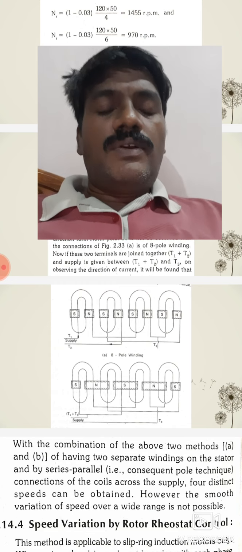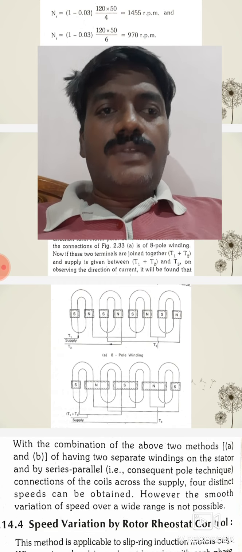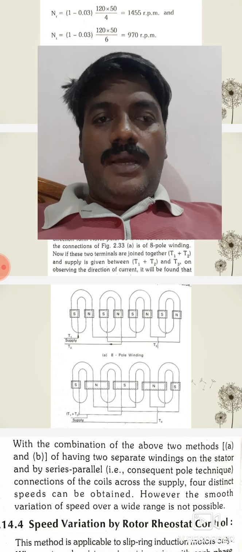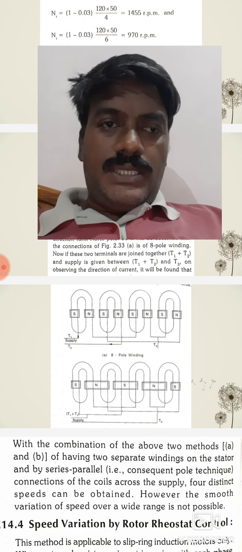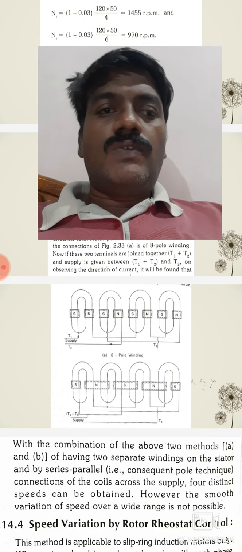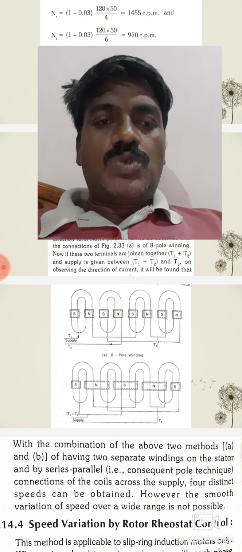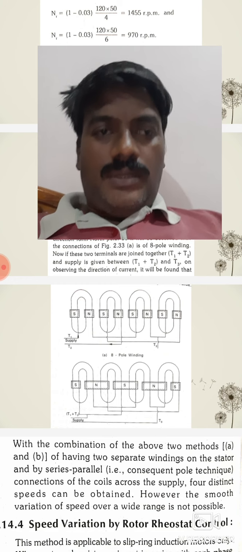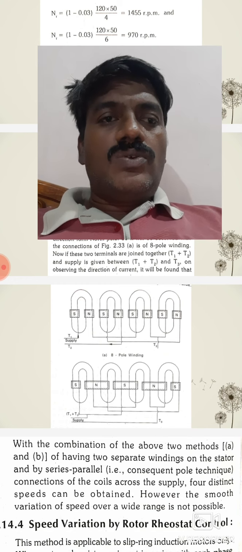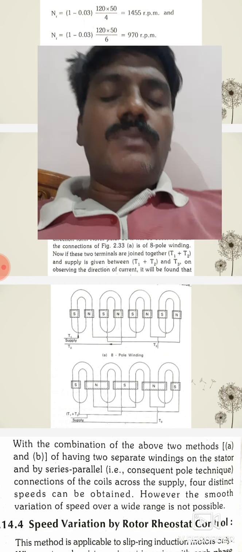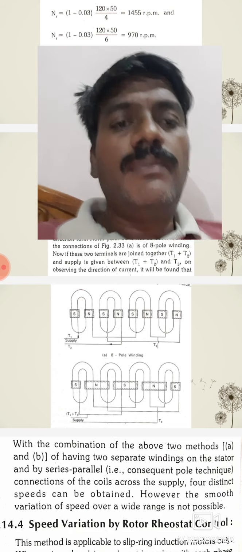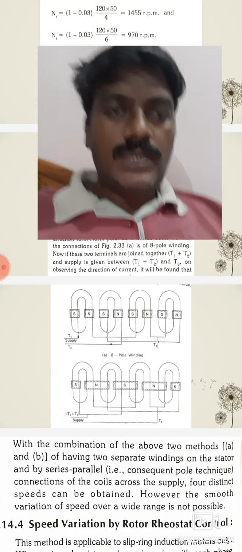In that case also there is one drawback, that is, with a change in frequency alone, saturation of the air gap flux occurs. To avoid this, we use an electronic device to control frequency and voltage. That method is known as the V by F control method. It is a frequency control method, but it is called the V by F control method, voltage and frequency control method.